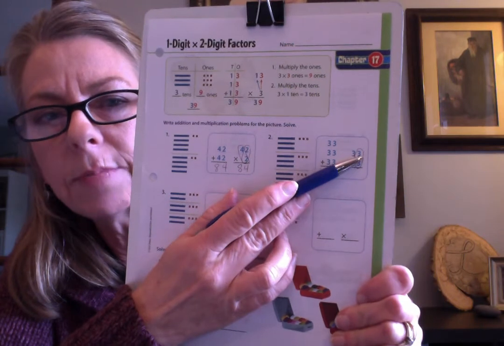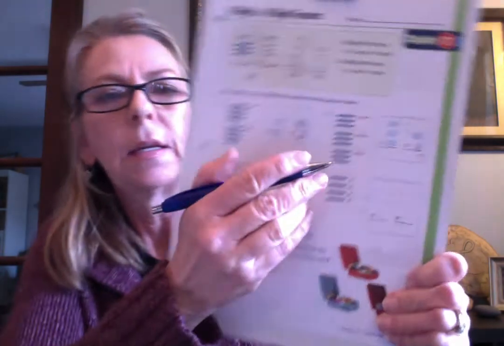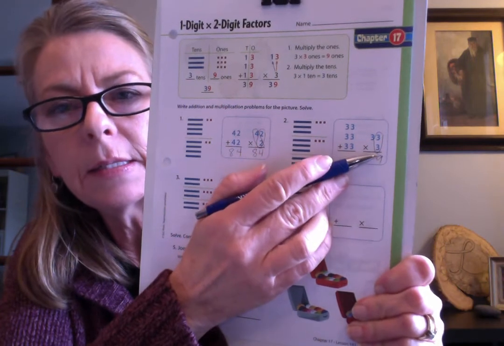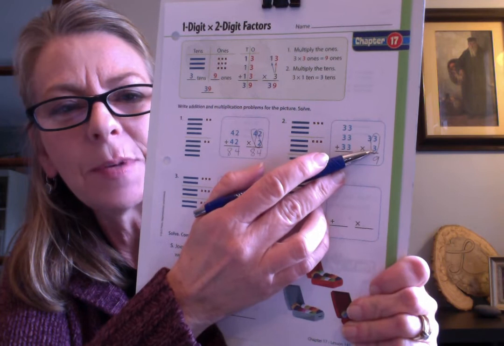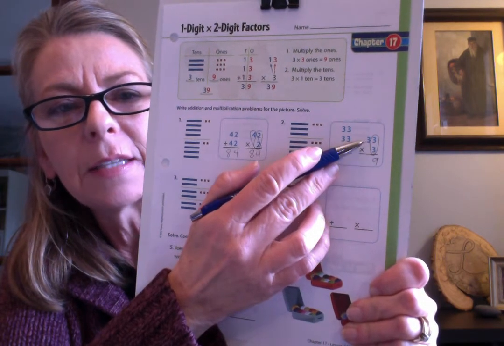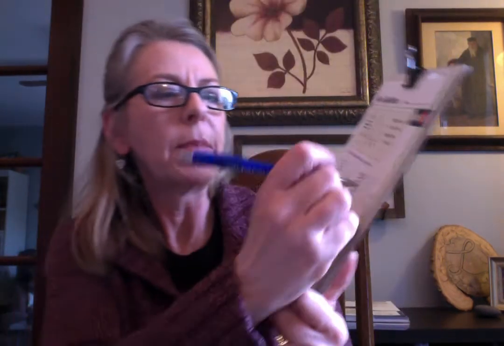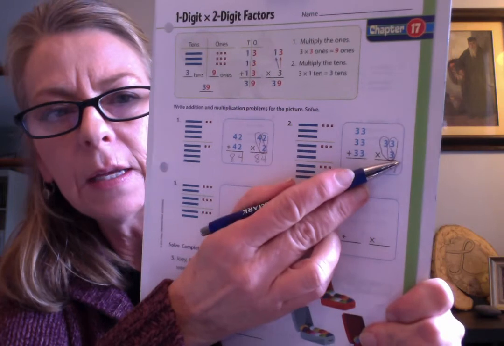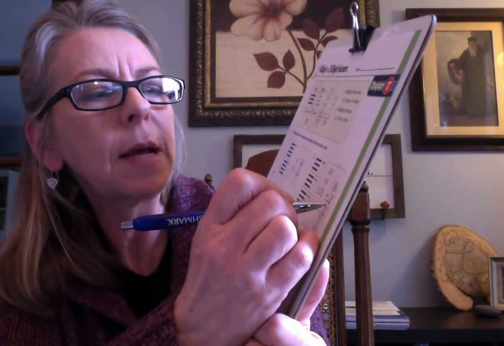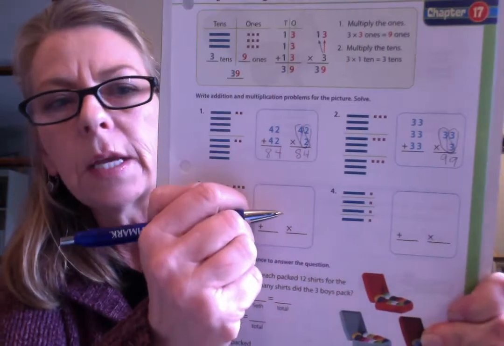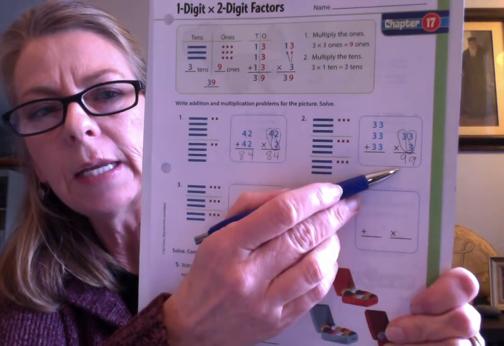All right, so 3 times 3 is 9. Now our next step is, I'm giving you a minute to think. Okay, the next step is our multiplier times our 10s. So that means 3 sets of 3 10s. Okay, so we're doing 3 times 3, and our answer is, again, 9, but this time this 9 goes in our 10s column. So our answer is 99.